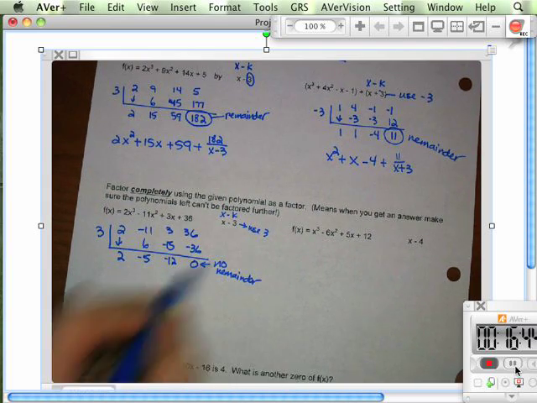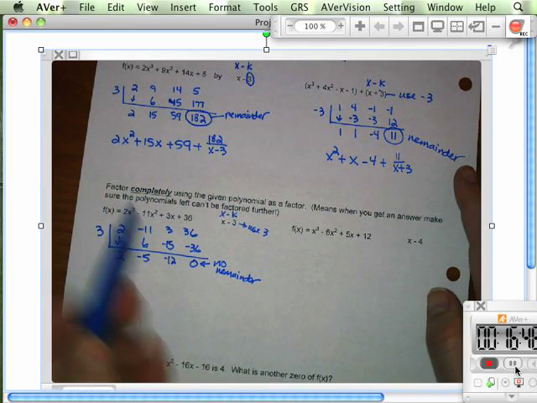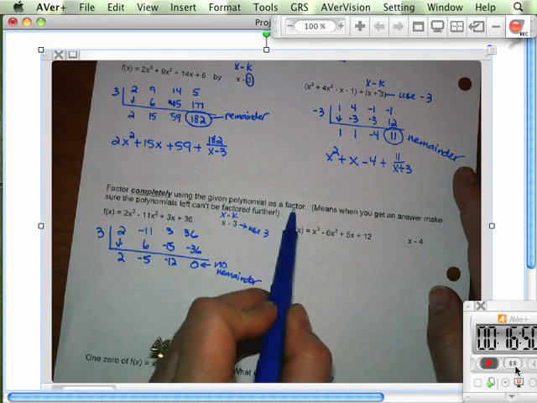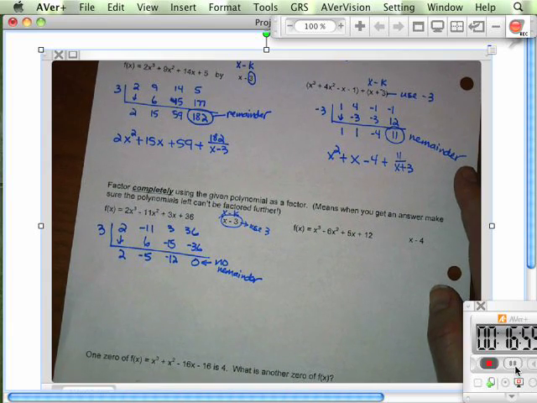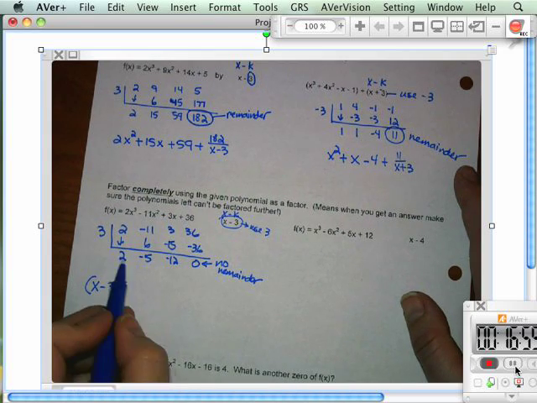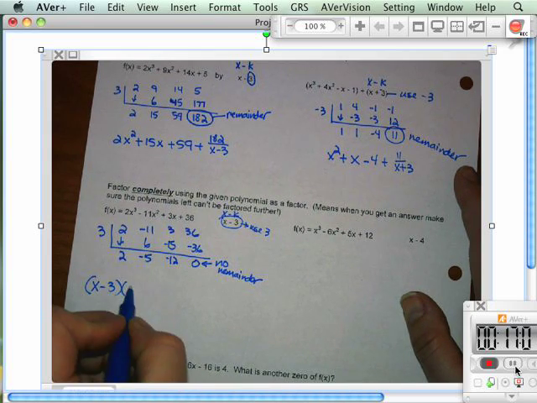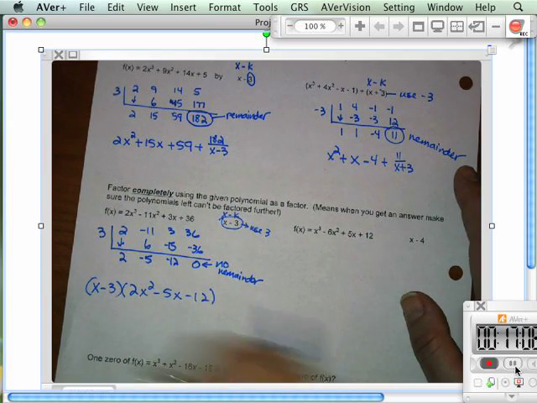Okay, so we have to remember that the given polynomial has a factor. They already gave us one factor, so that's going to be part of my answer. The rest of my answer is going to involve what I have here: 2x squared minus 5x minus 12. And there's no remainder, so I don't need any of those funky fractions.